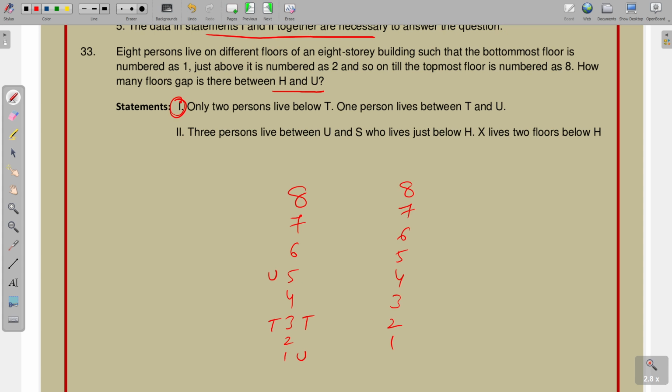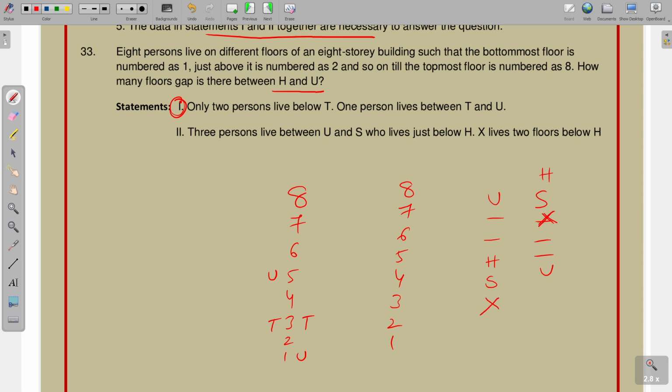3 persons live between U and S, and S lives just below H. Between U and S there are 3 persons, and S lives below H. Okay, it is the first possibility. If U takes here, 1, 2, 3 persons, not this. Suppose S takes here, 1, 2, 3, between S and U 3 persons are there, H lives immediately above S. X lives 2 floors below H, so X lives either here or here.